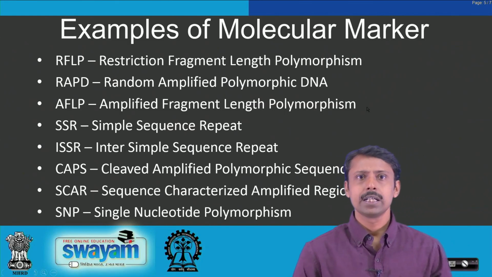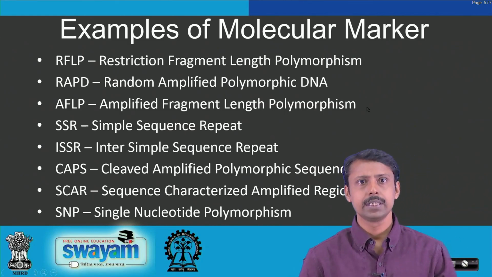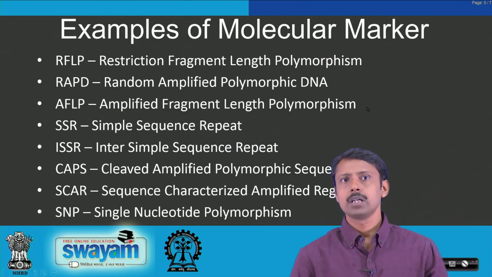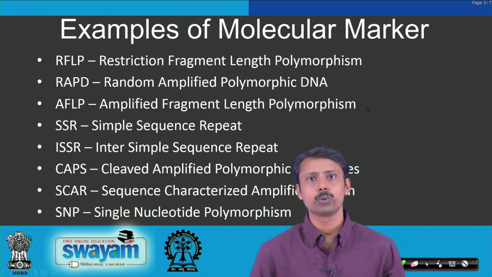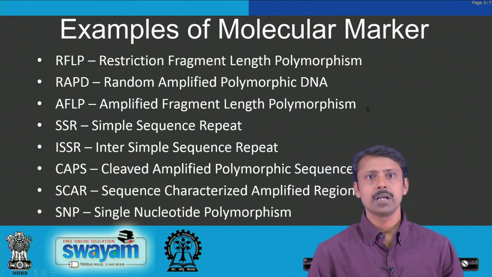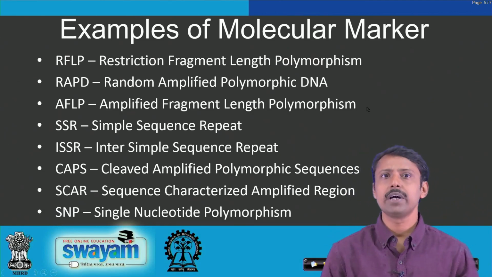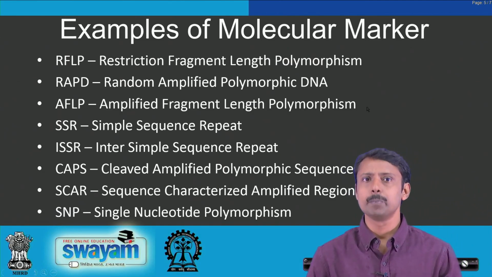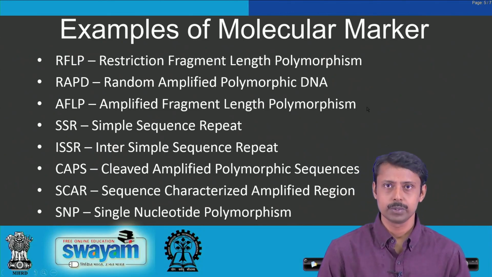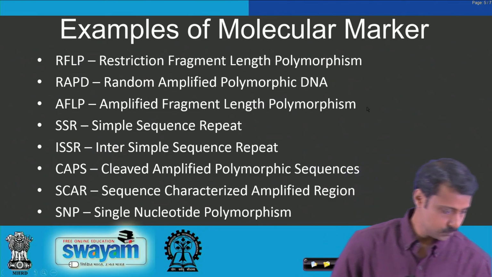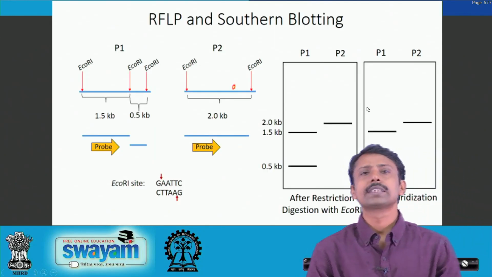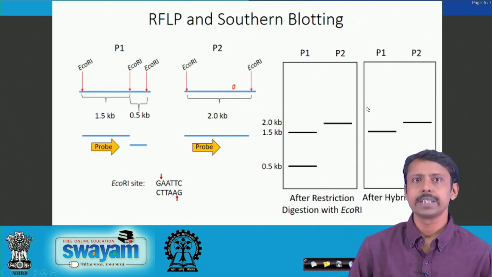Then ISSR, inter simple sequence repeat. Then the CAPS marker, cleaved amplified polymorphic sequences. The SCAR marker, sequence characterized amplified region, and the SNP, single nucleotide polymorphism marker. So, let us discuss RFLP and the Southern blotting technique.